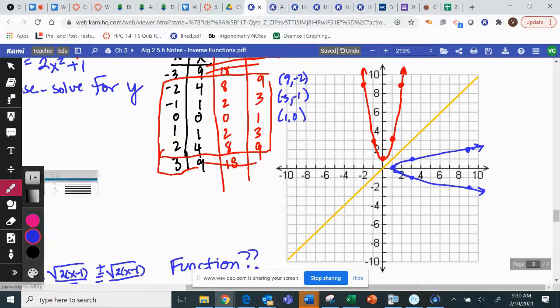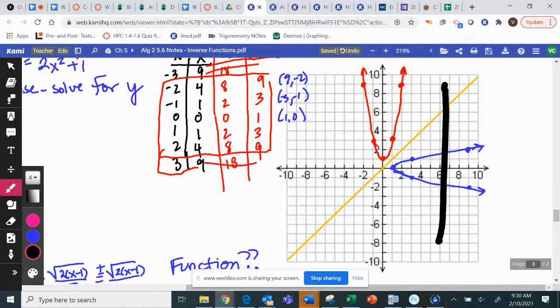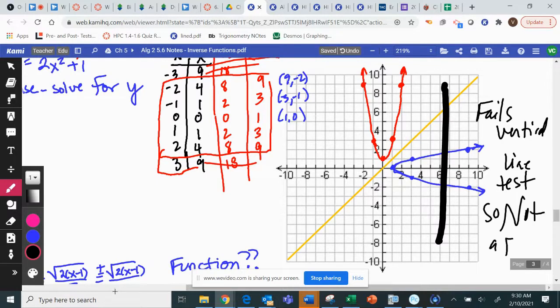And when I was talking about it being a function or not, I was talking about using a vertical line. How many times does my vertical line cross through my blue graph? More than once? It fails the vertical line test. So not a function.